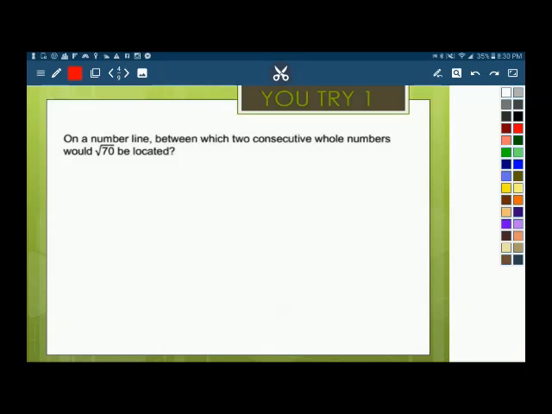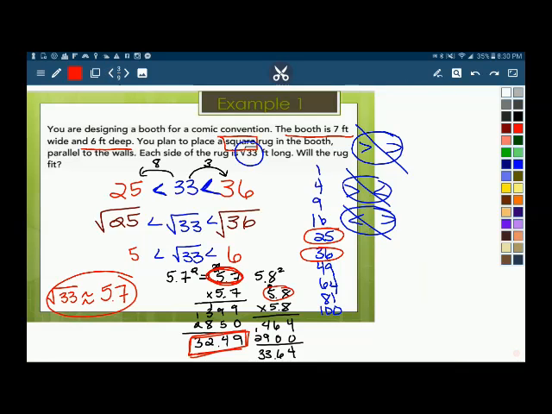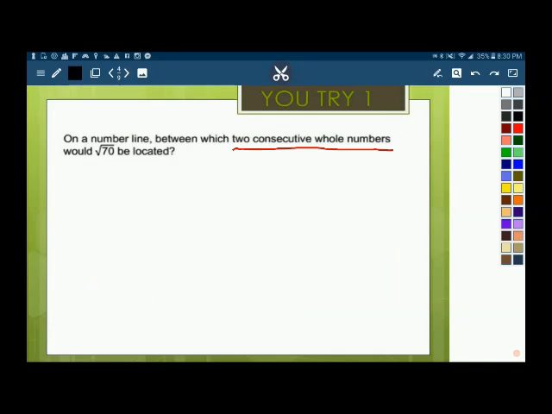Let's have you give this a try in your first U-try. It says on a number line, between which 2 consecutive whole numbers would root 70 be located? So just be aware, in your U-try, you don't even need to go this far. You don't even need to estimate this. Not necessary. All I want you to do is stop here when you find the 2 integers that the square root is between. So what 2 whole numbers is the square root of 70 located between? Give it a try.